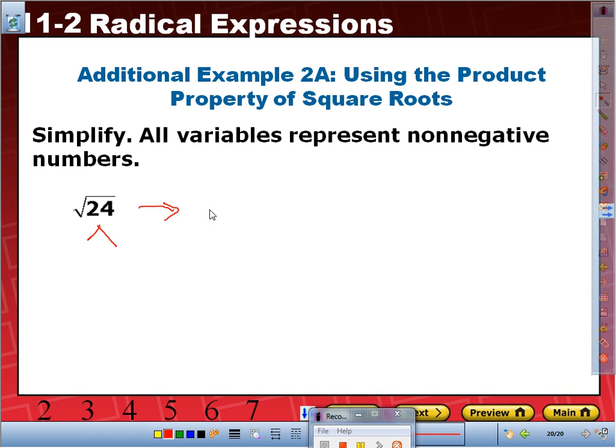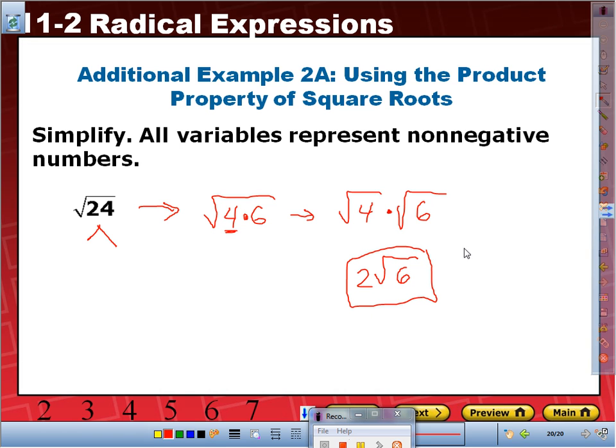Very good thinking about it. So therefore, this could be 4 times 6. Is that correct? Is 4 a perfect square number? Yes. So the product property of roots is this, that you can rewrite this like this: square root of 4 times square root of 6. So what is square root of 4? 2. Since this is not a perfect square, I just write it like this, and I'm done. Copy that, please.